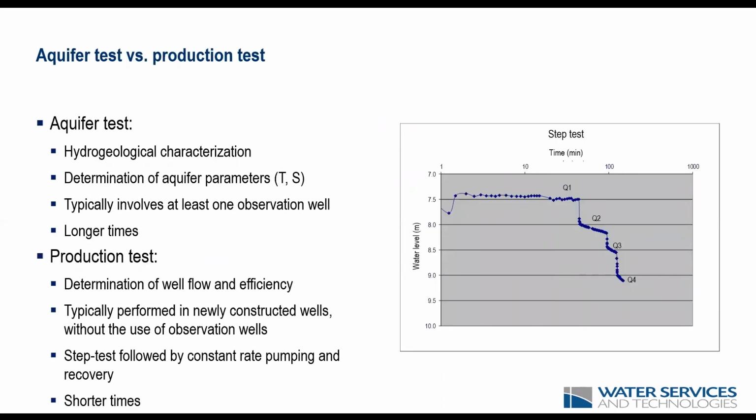First of all, I'd like to make a brief distinction between pumping tests that are used to characterize an aquifer, so an aquifer test, versus a pumping test, which is more focused on assessing the well itself, which would be a production test. When we talk aquifer test, we are really thinking about hydrogeological studies, characterizing and defining the aquifer parameters, mainly transmissivity and storativity. And this will typically, or I would say almost always, involve at least one observation well. That means we pump one well and we monitor the variation in the water head on a second well.